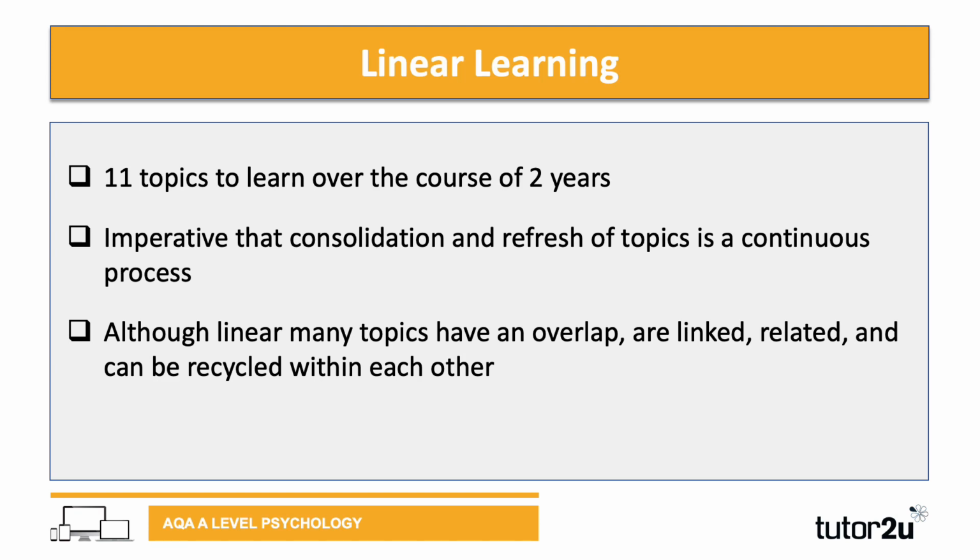Don't go by the fact that you've learnt the topics in year 1 and you're going to necessarily relearn them in year 2. You're not. So it's really important, once you've learnt them in year 1, you refresh over them in year 2. Okay, now although many linear topics here in psychology overlap, they're linked, related, they can be recycled with each other. There are 11 topics. There's a lot to learn, so it's really important that you revisit those earlier topics you do within your course. So something to keep in mind when you start studying for your A-Level Psychology course.